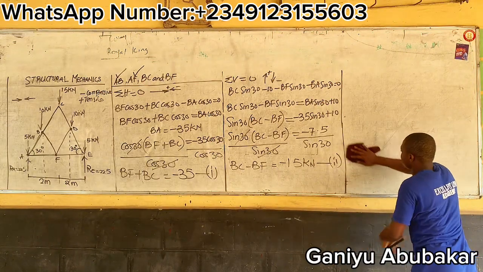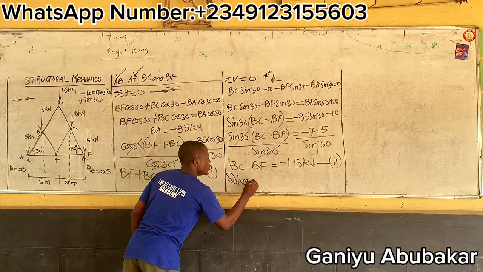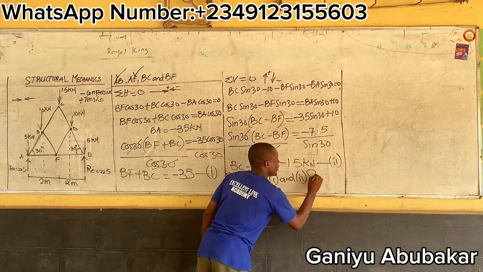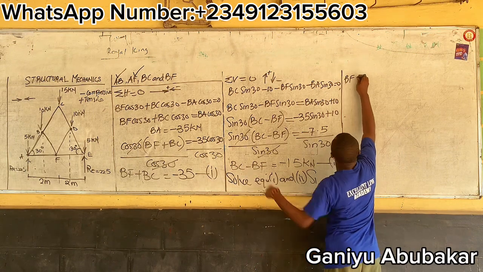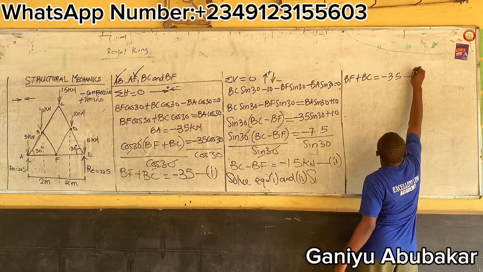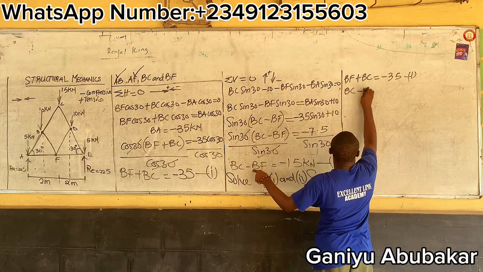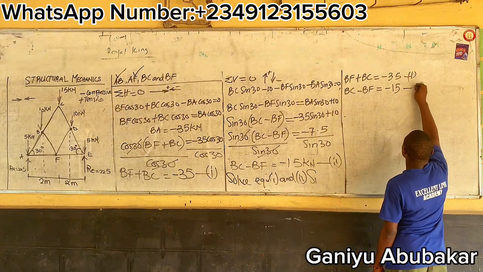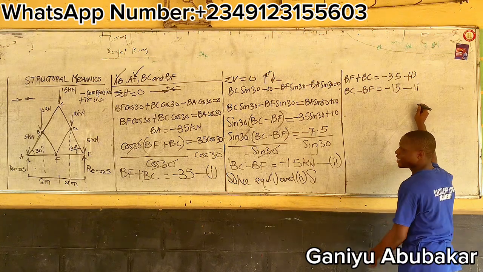Look up. Now put, or perhaps solve equation 1 and 2 simultaneously, right? What do I have? Equation 1: BF plus BC. Equation 2: BC minus BF equal to 15, sorry, 22. Am I on track? Yes. Alright, that's what I'm saying now.